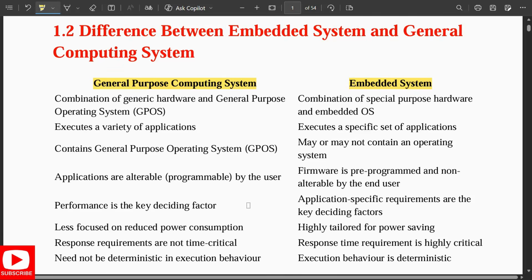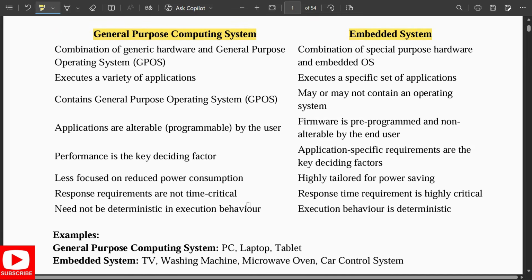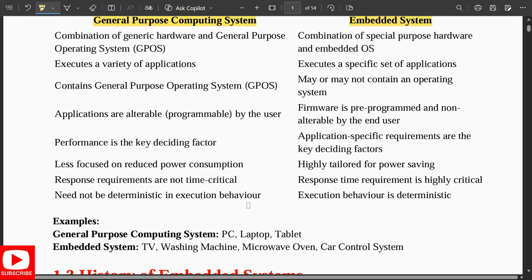General purpose systems are less focused on power consumption, but embedded systems are highly tailored for power saving. Here response requirements are not time critical, but in embedded systems they are highly critical. General purpose systems need not be deterministic in execution behavior, but in embedded systems the execution behavior is deterministic. Examples for general purpose are a PC, laptop, or tablet. In the embedded system, for specific purposes, examples are the TV, washing machine, microwave oven, and car control system.